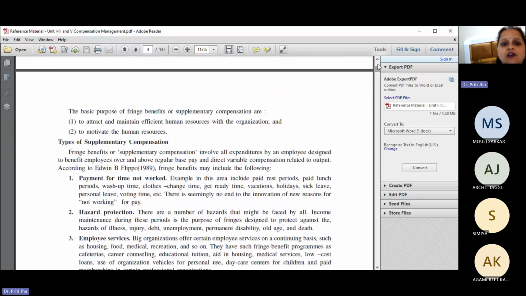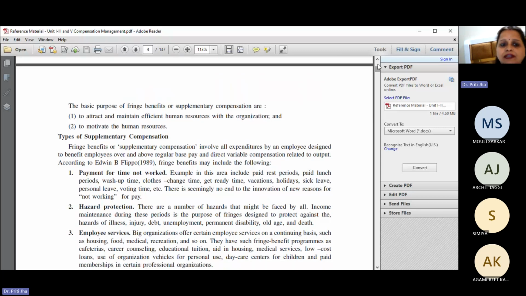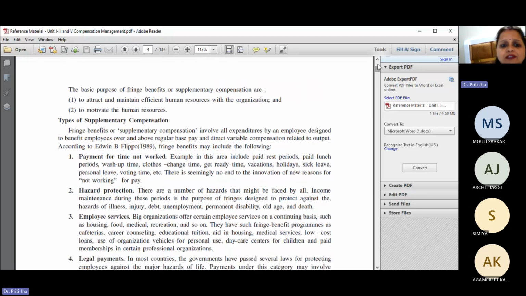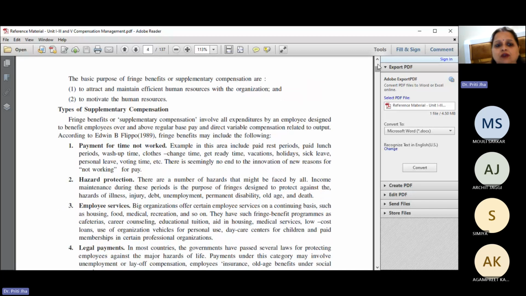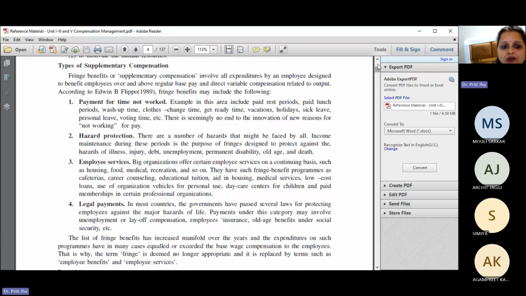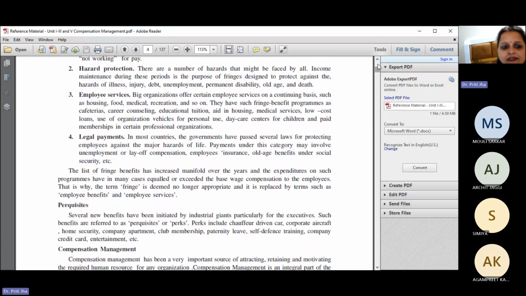The main purposes of supplementary compensation are to attract and maintain efficient human resources within the organization and to motivate the human resources. There are various types of supplementary compensation. According to Edwin B. Flippo, fringe benefits or supplementary compensation may include the following: payment for time not worked, hazard protection, employee services, legal payments.